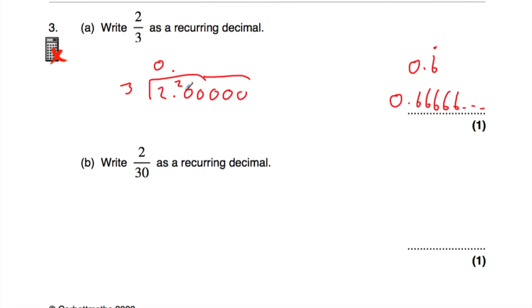How many 3's go into 20? Well, 3 times 6 is 18, so that's going to be 6, remainder 2, 6, remainder 2, 6, remainder 2, and so on. So it would be 0.66666 and so on, or 0.6 with a little dot above it.